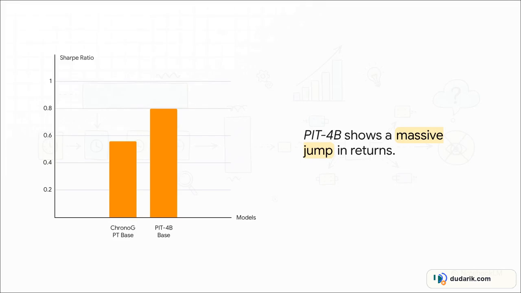And the economic gains? Absolutely massive. For megacap stocks, the older ChronoGPT base model pulled a Sharpe ratio of about 0.56, but scaling up to that PIT-4B base pushed the Sharpe ratio to a really robust 0.80. That is a huge jump in predictive power. It proves these scaled models are pulling deep, genuinely forward-looking signals from the text, completely free of any look-ahead bias.